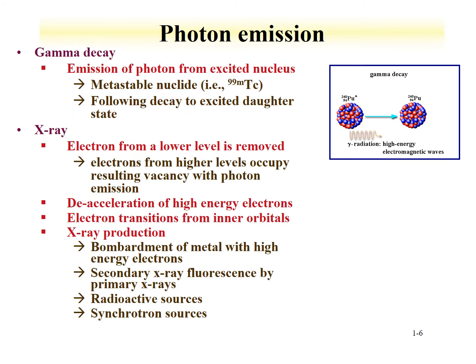Photon emission is observed through two routes in radiochemistry. One is through gamma decay, where an excited nuclear state de-excites by emission of a photon. So this can occur when a radioactive isotope decays to a daughter. It may not decay to the ground state directly. It may decay to an excited nuclear state. That nuclear state often has a lifetime on the order of nanoseconds to picoseconds.